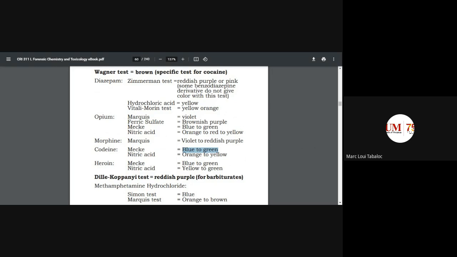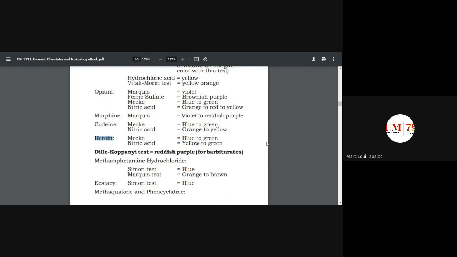For codeine with the use of the nitric acid test, by pouring nitric acid, it will turn the specimen from orange to yellow color. Okay? If it is heroin that we want to determine, if we use the Mecke test, it goes from blue to green. If we use nitric acid, it goes from yellow to green. That is if we want to identify heroin presence in the specimen.